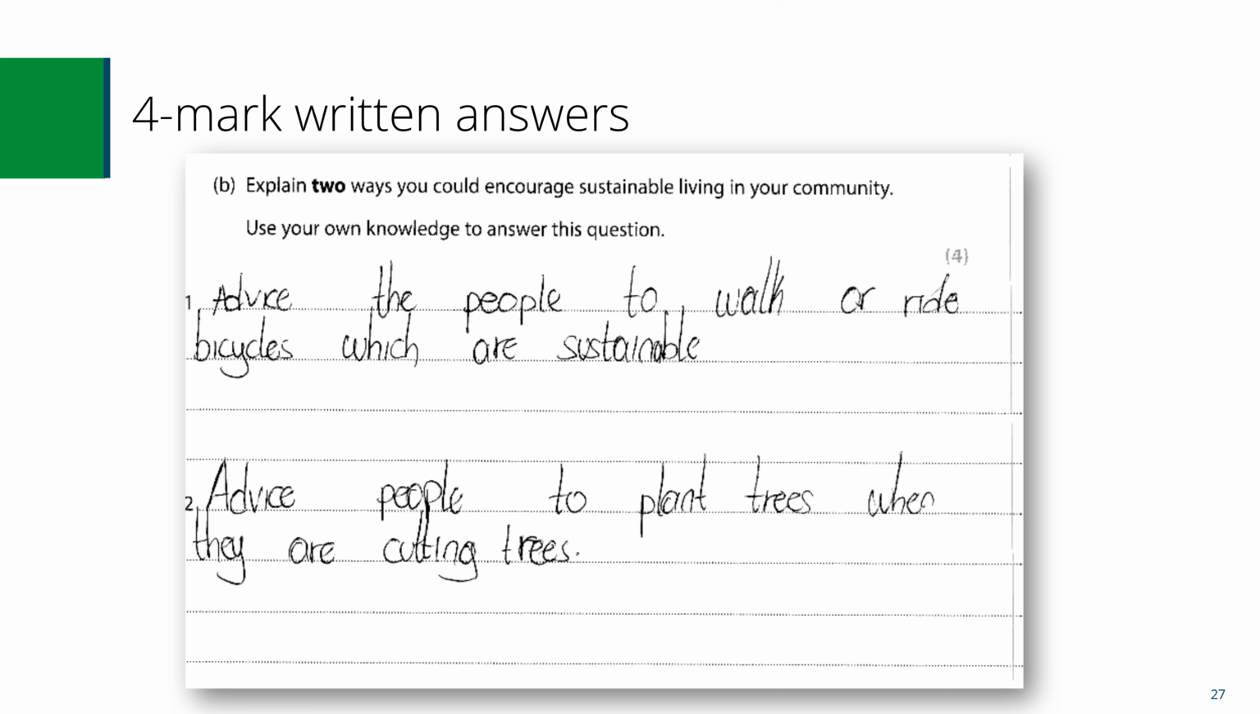Now read this second one, pause and press play when you've decided your own mark and you can compare it with the one that was actually awarded.